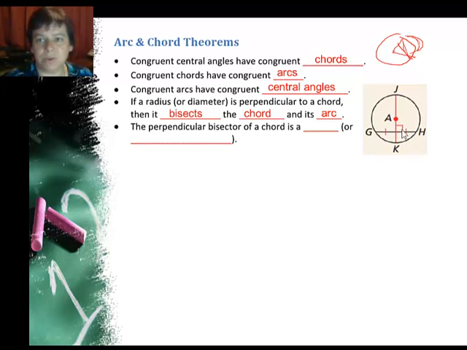You can see the little congruent mark there and there. So you could say, if I had a point there, that would make it easier, that this segment is congruent to that segment. Now, the perpendicular bisector of a chord is always going to be a radius, or it could be a diameter if you extend it the entire way.